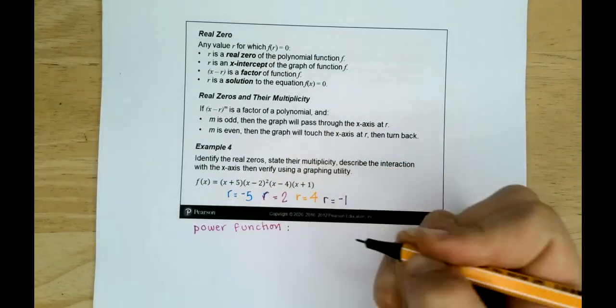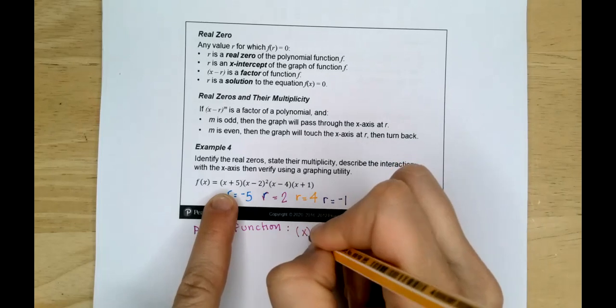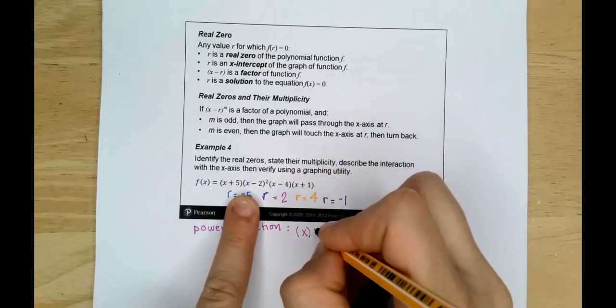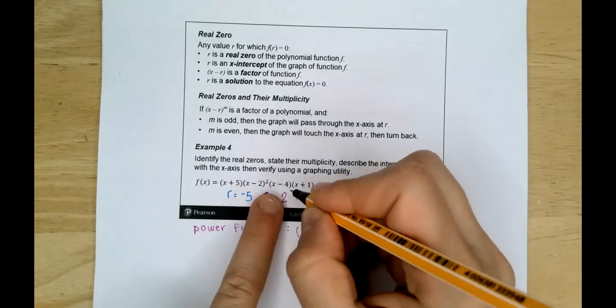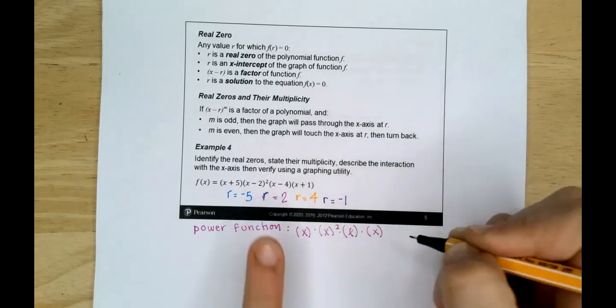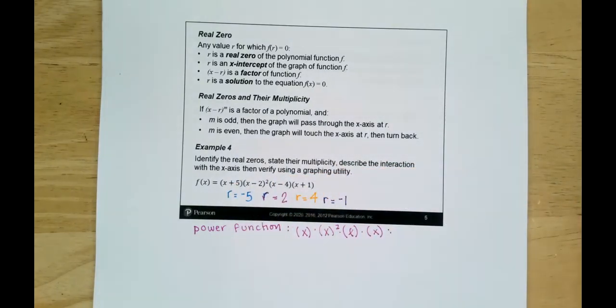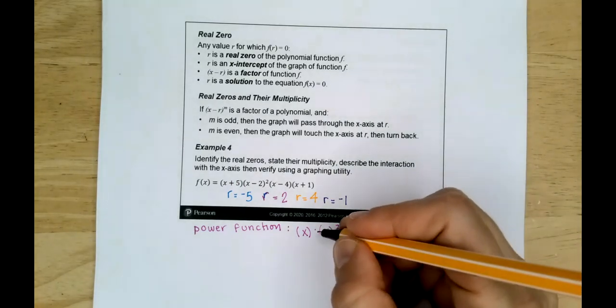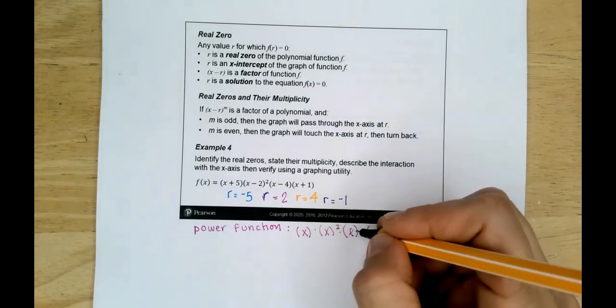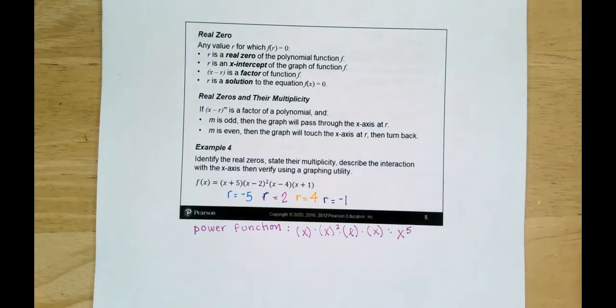Our power function, what we do is we take the leading terms. Here, the leading term is x. Here we have x, but it's raised to the 2nd power. And then here we have another x. And then here we have another x. So our power function here, there were no numbers. There were no coefficients with our x's. So it's just going to be x squared times x makes it x to the third, times another x makes it x to the fourth, times another x makes it x to the fifth. So our power function here is x to the fifth, or this graph resembles x to the fifth. Good.